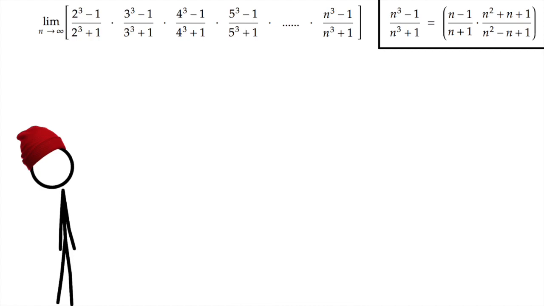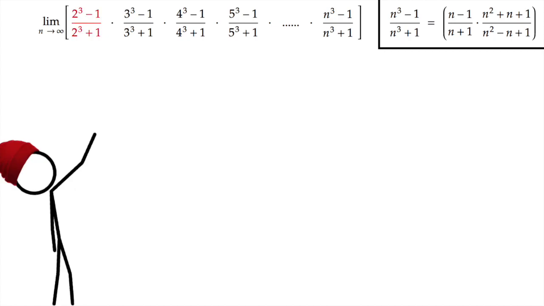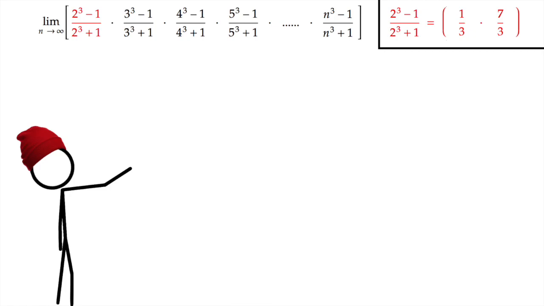Oh man, you're not gonna believe this. Put your socks on, get ready for some wicked mathematical sorcery. So we start with the first term. 2 cubed minus 1 over 2 cubed plus 1. That's the special case in our formula when n equals 2. Okay, so plug in n equals 2 into the formula, and we get 2 cubed minus 1 over 2 cubed plus 1 equals 1 over 3 times 7 over 3.